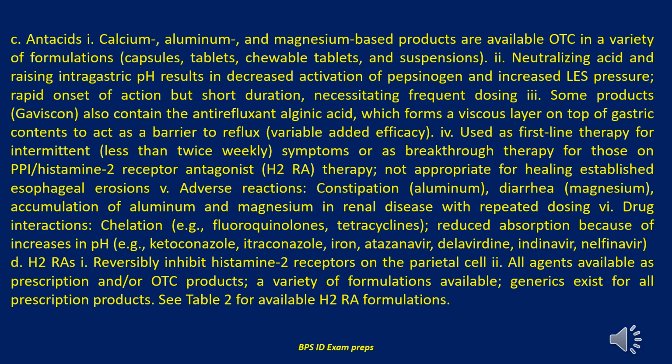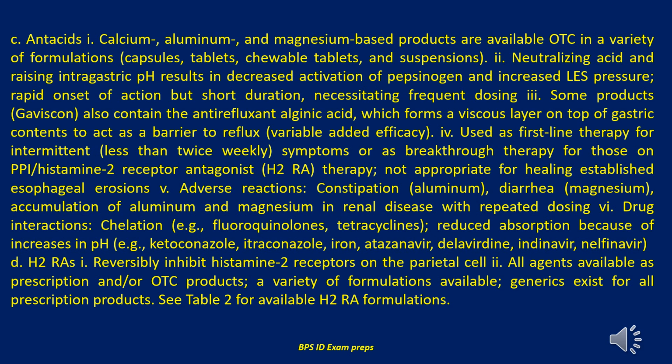5. Regarding adverse reactions, they may cause constipation due to the aluminum component, diarrhea due to the magnesium component, accumulation of aluminum and magnesium in renal disease with repeated dosing. 6. Their drug interactions include chelation of some products, e.g., fluoroquinolones, and tetracyclines, reduced absorption because of increases in pH of some products, e.g., ketoconazole, itraconazole, iron, atazanavir, delavirdine, indinavir, and nelfinavir.